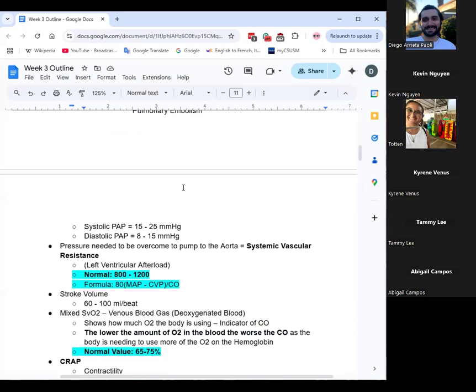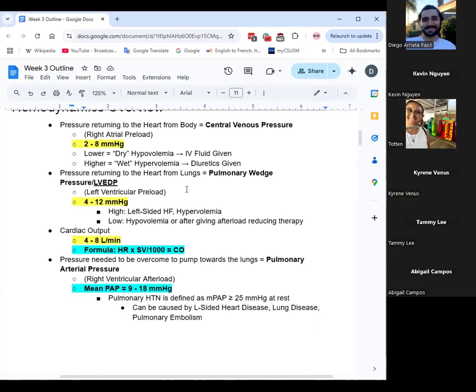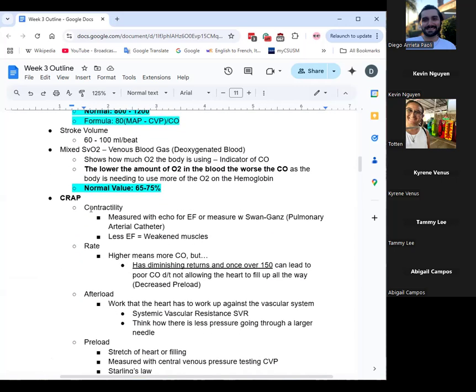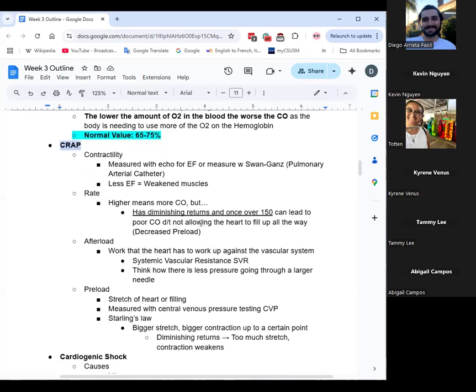Okay. Any questions on what we just went over? Otherwise, we'll go on to CRAP, which he also mentioned. Again, this is all review of hemodynamics, and we'll go over the very specifics later. So your CRAP, that's the things that affect the cardiac output. So this is going to be factors affecting cardiac output. Contractility, so how much the heart is able to actually contract.